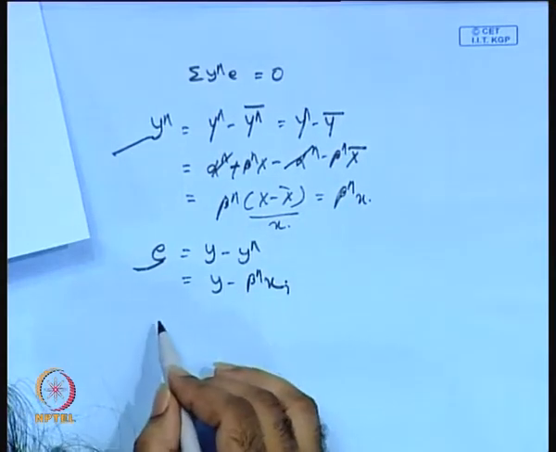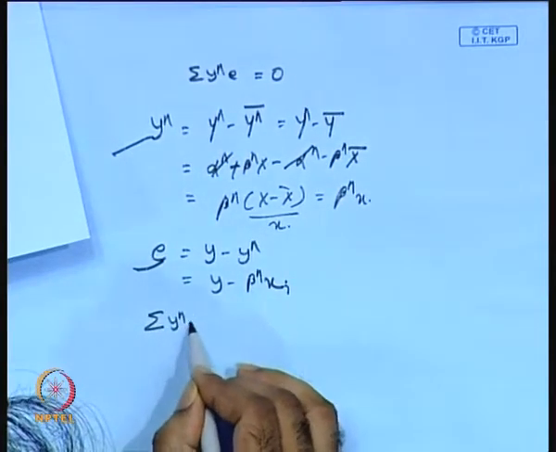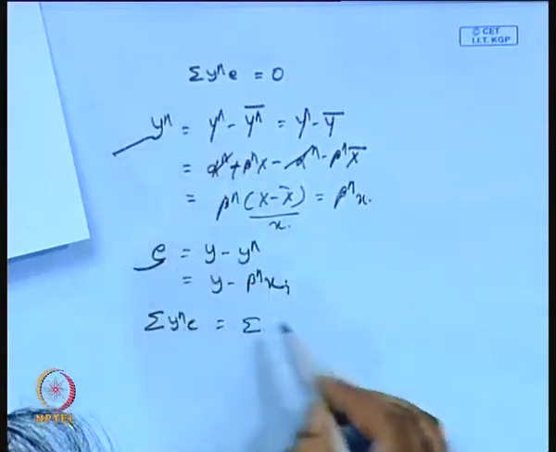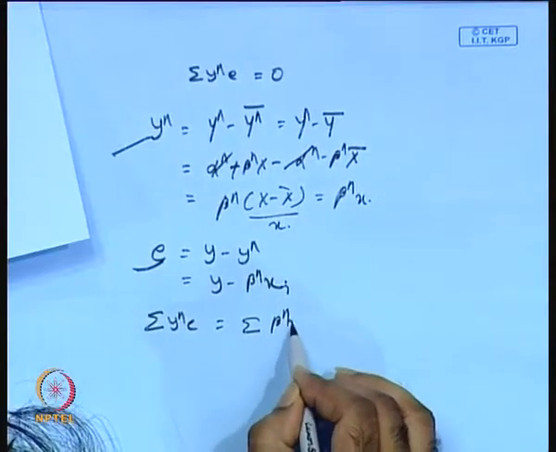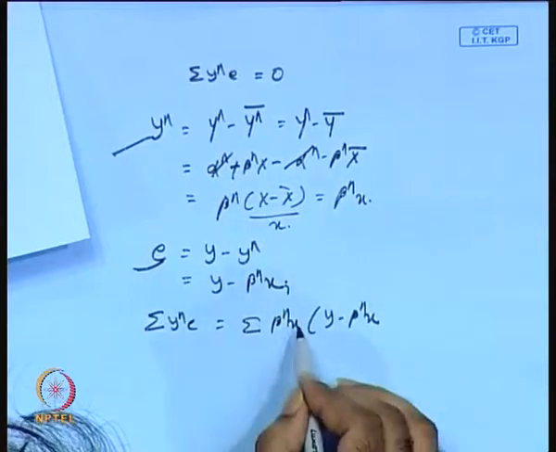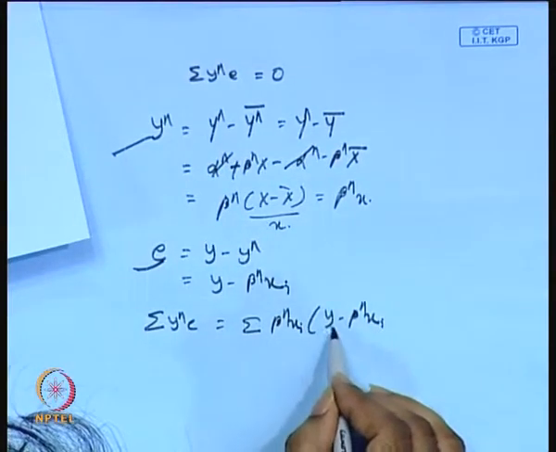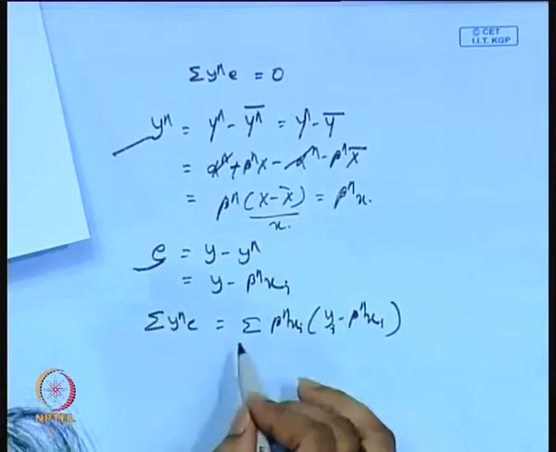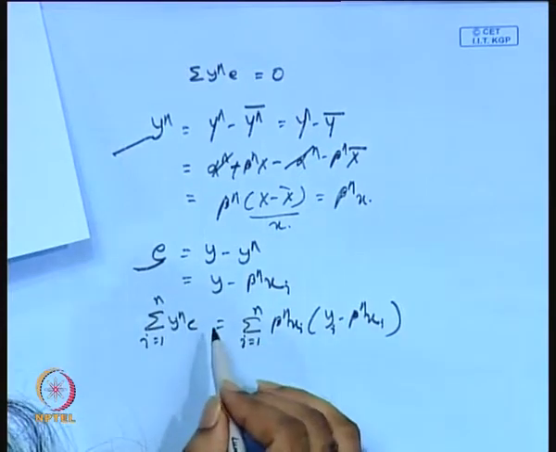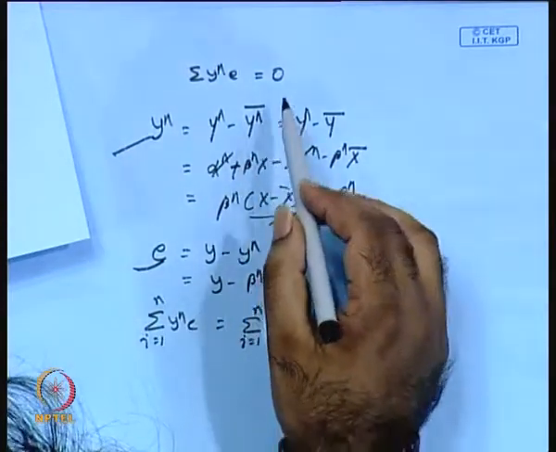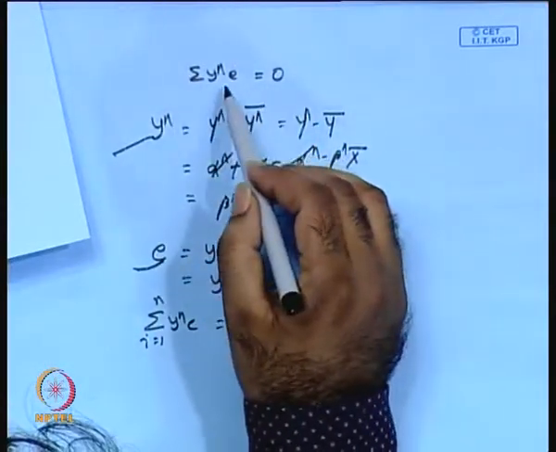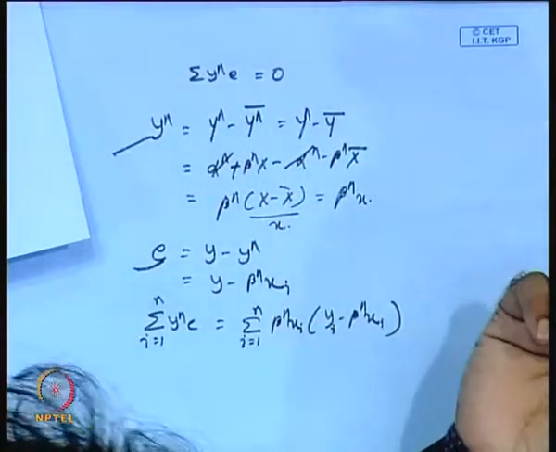So now we have to sum. Summation y hat e is equal to summation beta hat x into y minus beta hat x. Obviously this is xi and this is xi, this is yi, with i equal to 1 to n on both sides. Actually the term is 2 into summation y hat e, but if we prove that summation y hat e equals 0, then obviously 2 into 0 equals 0.